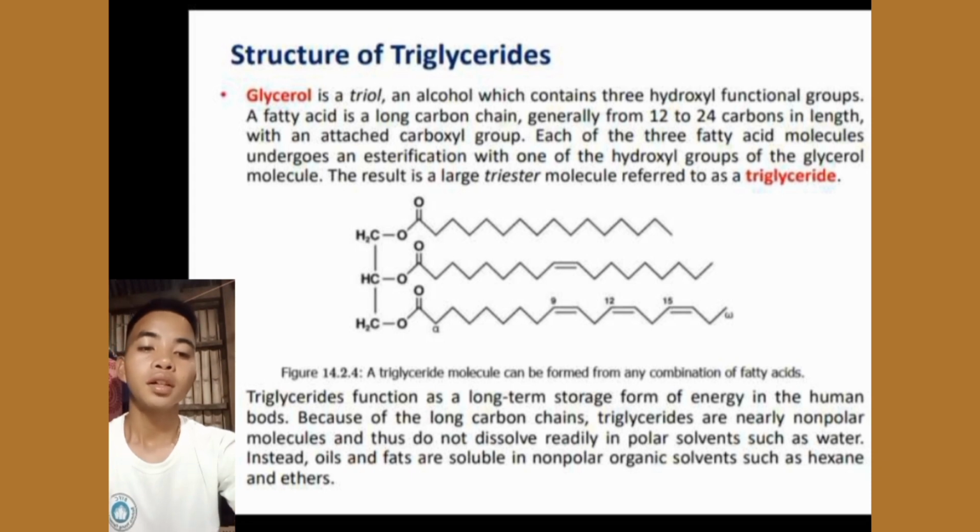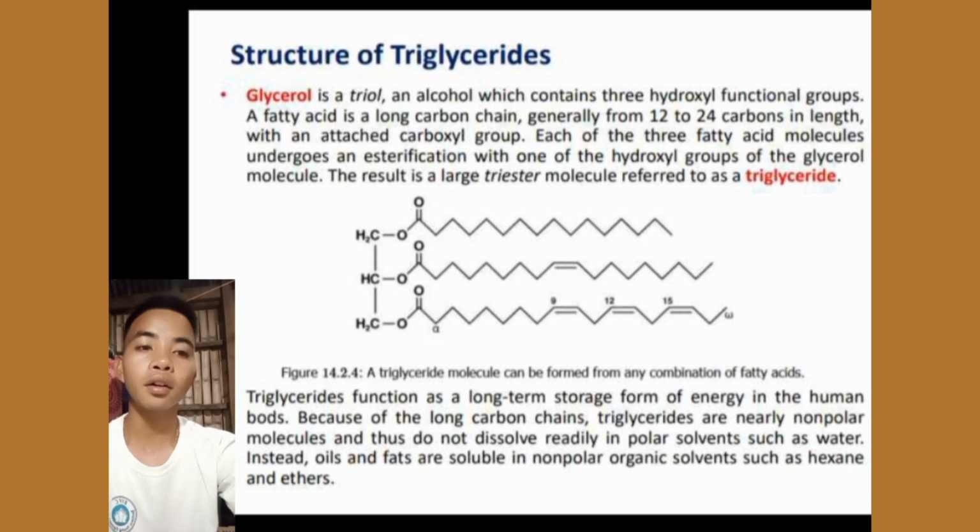Triglycerides are insoluble in water. This is because the charge in a triglyceride molecule is evenly distributed. So there are no regions with a positive or negative charge that can attract water molecules.